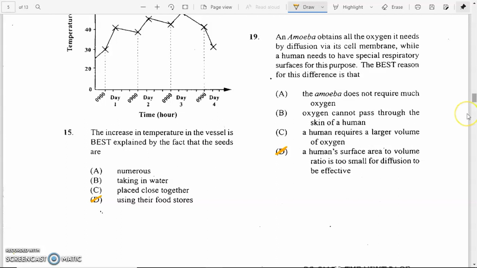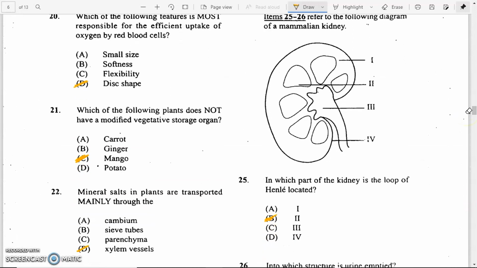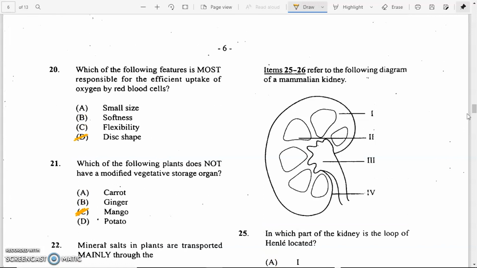Alright, let us look at number 20. Which of the following features is most responsible for the efficient uptake of oxygen by red blood cells? The reason they are able to efficiently take up oxygen is because they have a large surface area due to their disc shape. So the answer is D.